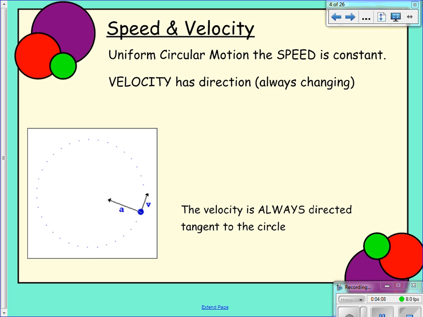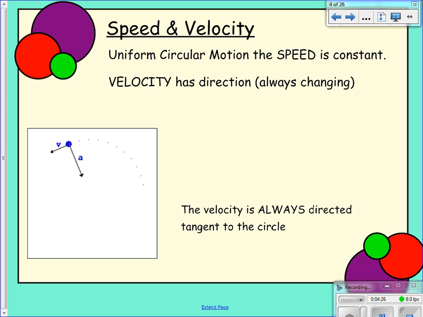Now, in the animation that you see, you'll see 2 arrows. You see an arrow that is pointing directly towards the center, and then you see an arrow that is pointing kind of out to the side. First of all, let's notice that the arrow that's pointing towards the center has the letter A, which you could probably guess stands for acceleration.